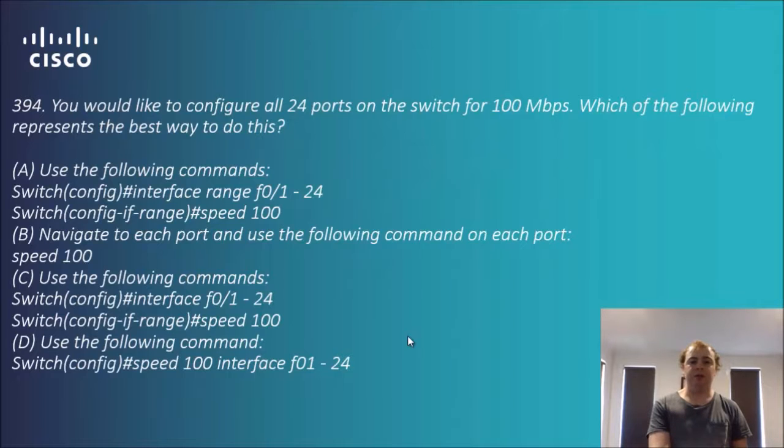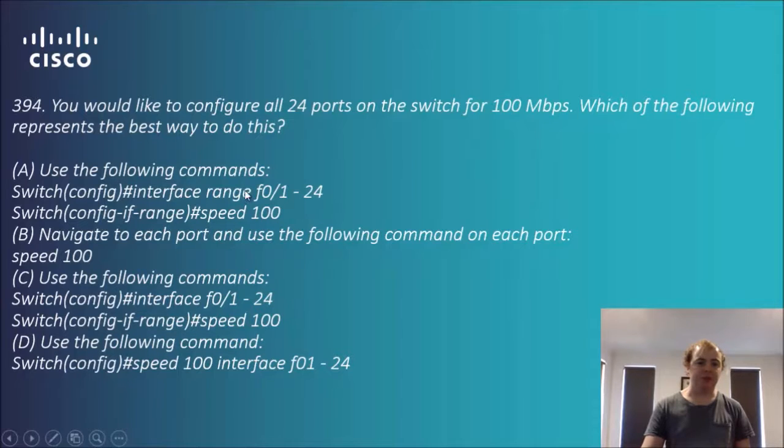You'd like to configure all 24 ports on the switch for 100 meg. Which of the following represents the best way to do this? So we've got interface range there, and then the speed, and then navigate to each port and use the following command on each port, speed 100. That'd be terrible, so it's not B. Use the following commands, so we've got interface and then speed 100. Use the following command, speed 100, interface F1 to 24. So D is not even in interface mode. Well, you're configuring an interface, so you can wipe that away. You can wipe B away, so it's out of A and C.